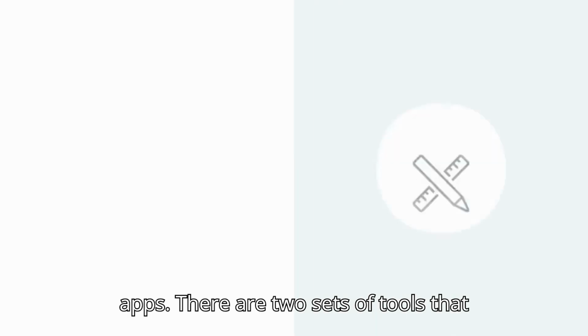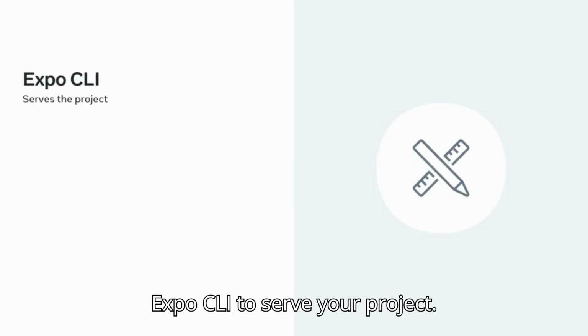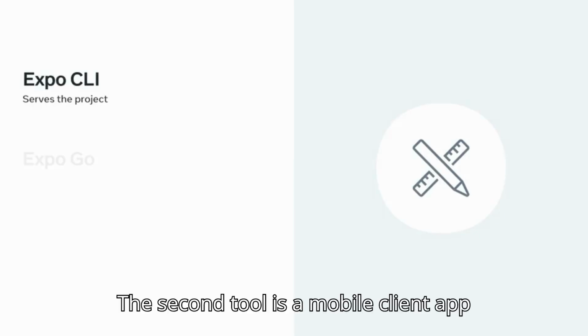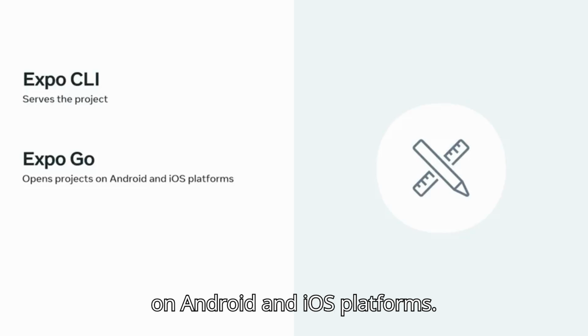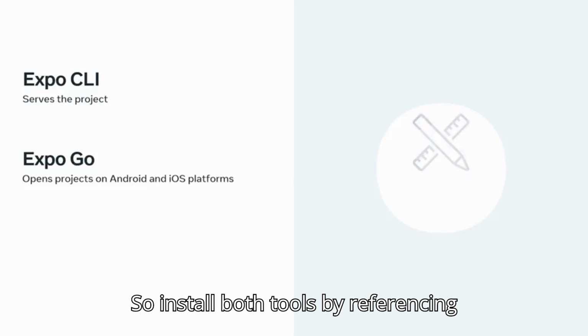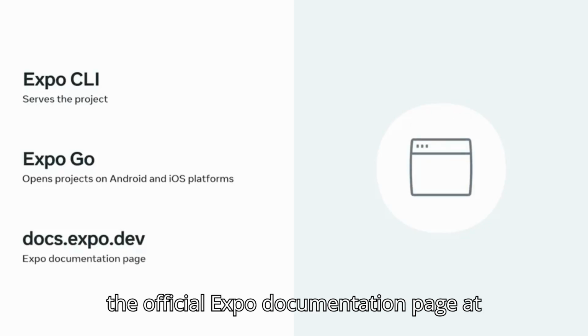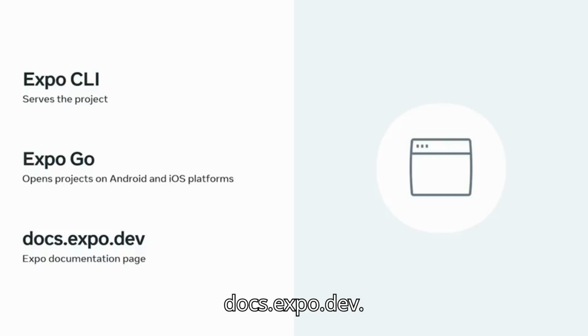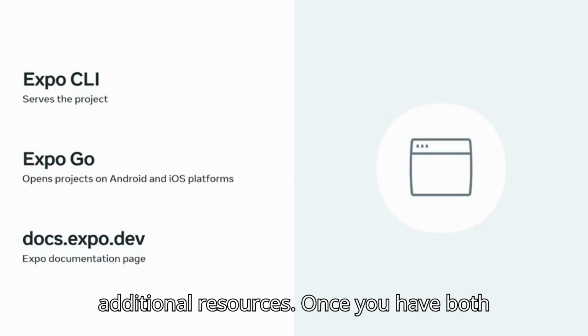There are 2 sets of tools that are required when developing in Expo. The first is the command line tool called Expo CLI to serve your project. The second tool is a mobile client app called Expo Go, which opens the project on Android and iOS platforms. So, install both tools by referencing the official Expo documentation page at docs.expo.dev. You can also find this link in the additional resources.